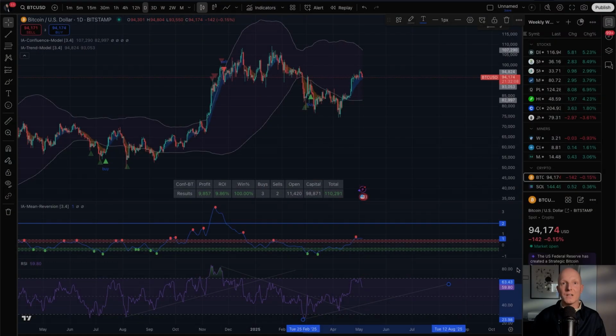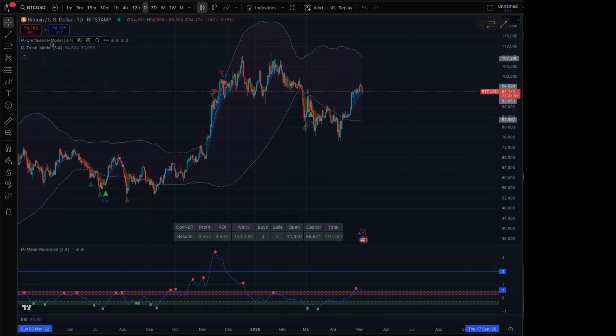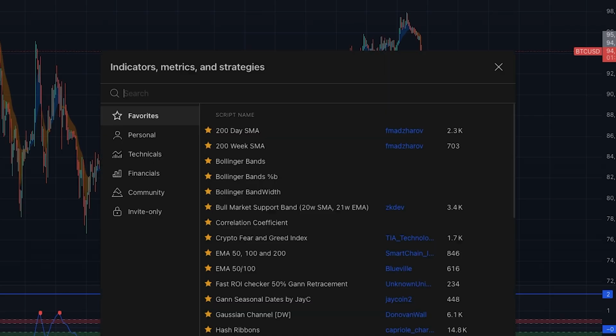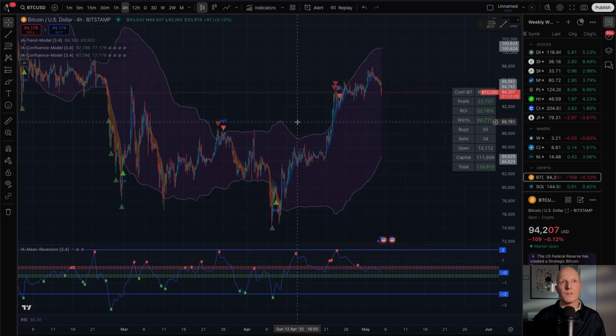So let me go back to TradingView, and I'm just going to hide RSI for now, and I am going to delete the confluence model, and I'm just going to go back into the 4 hour time frame. So I'm going to go back to indicators, and remember invite only and confluence model, and I'm going to add 2 instances of the confluence model. Why, you may ask? Well, let me show you.